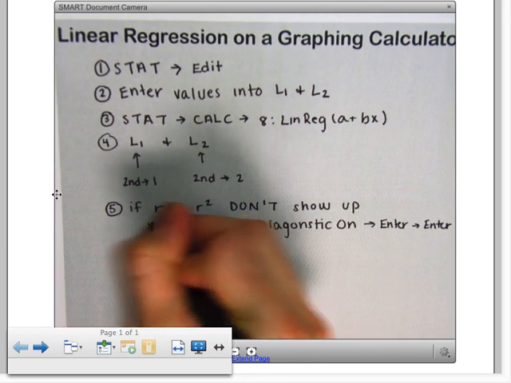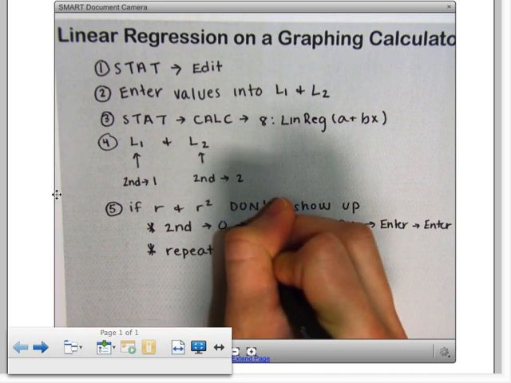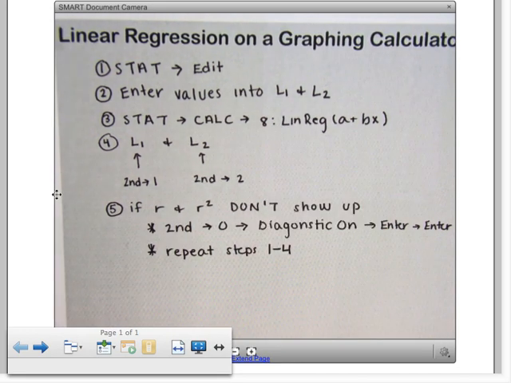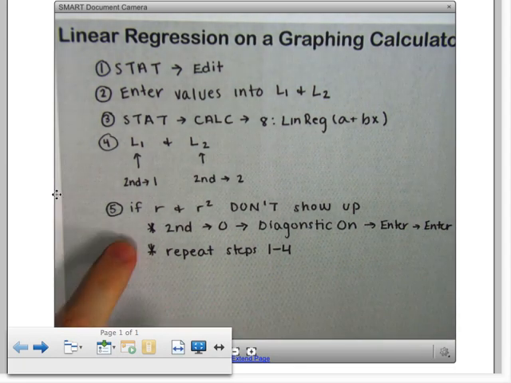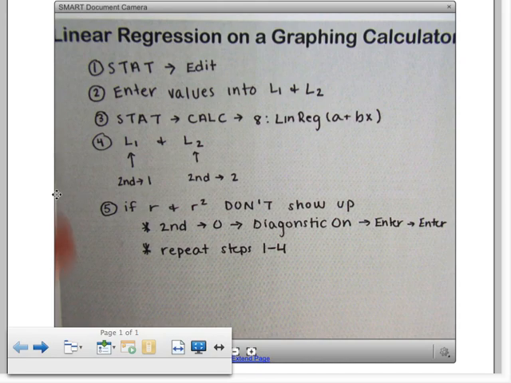Okay, once you do that, then you need to repeat steps 1 through 4. Okay, so the last step, step 5, will be more for tomorrow, but it goes along with these steps here.